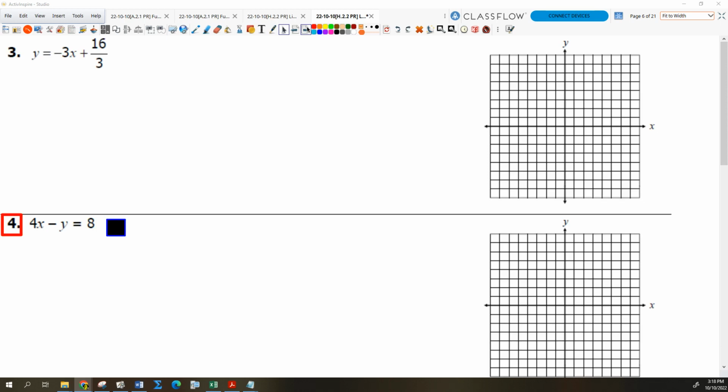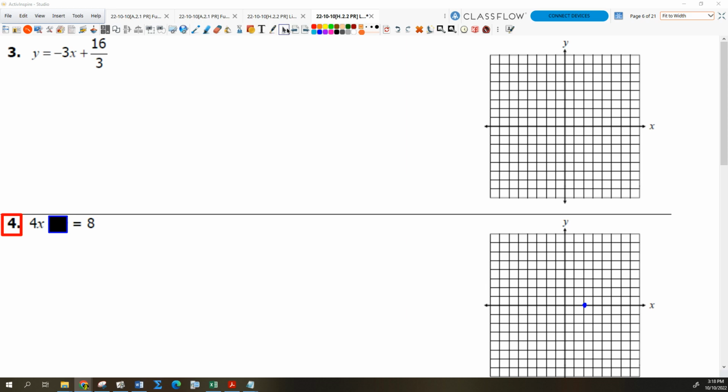So what about this one? Let's do this one super fast, right? Let's graph this line super fast. If I want to find the x-intercept, what do I cover up? The y term. I set y equal to 0. So if 4x equals 8, x equals 2. There you go. So we've got an x-intercept at positive 2.